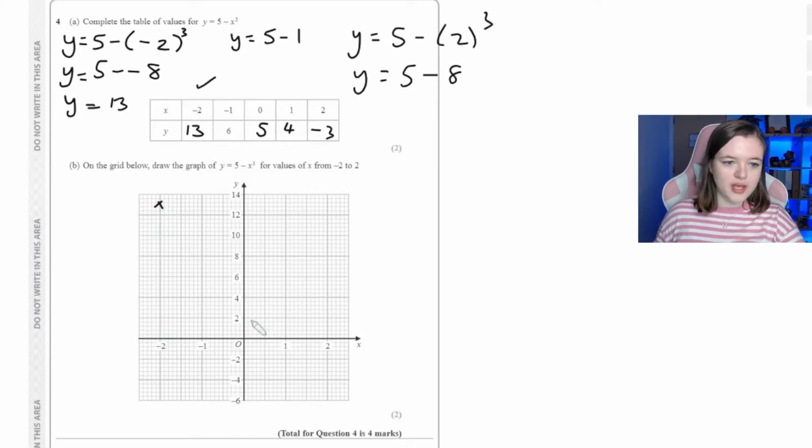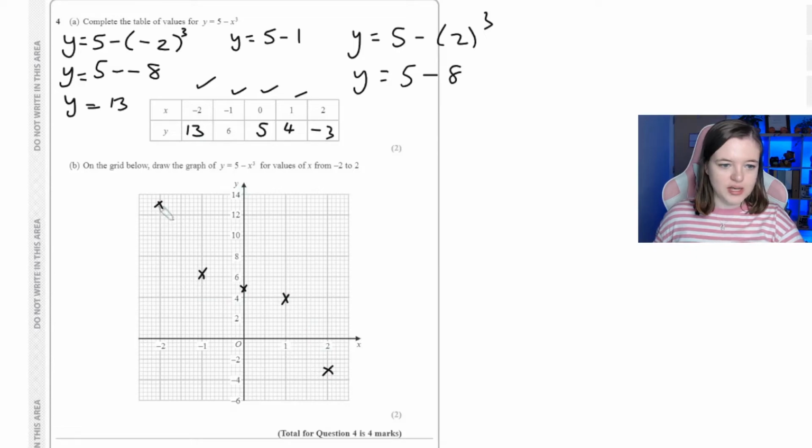That's that one. And then we've got minus 1, 6, which is there. We've got 0, 5, which is there. We've got 1, 4, which is there. And we have got 2, minus 3, which is there. And then, looks right, looks like a negative cubic, which is quite good.